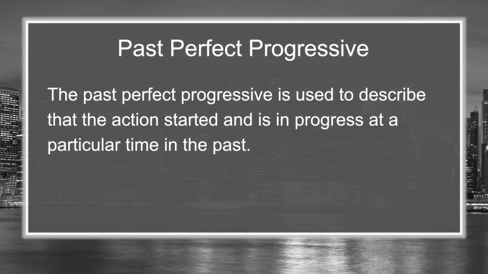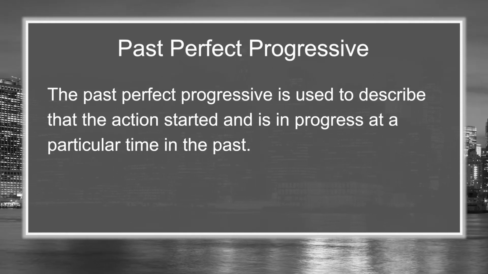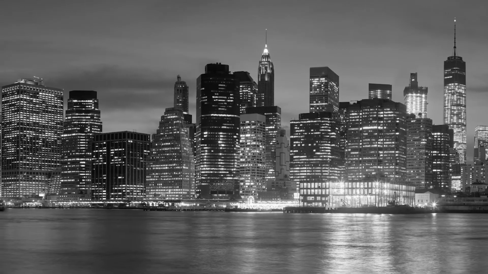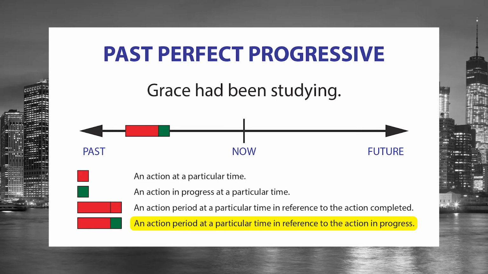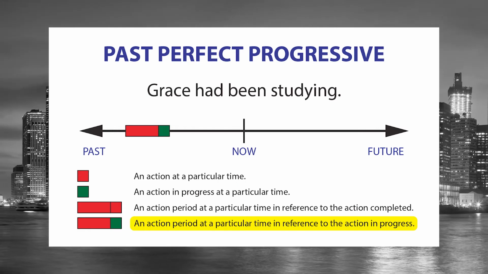The past perfect progressive is used to describe that the action started and is in progress at a particular time in the past. Grace had been studying indicates that Grace started studying and is still studying at a particular period of time in the past.